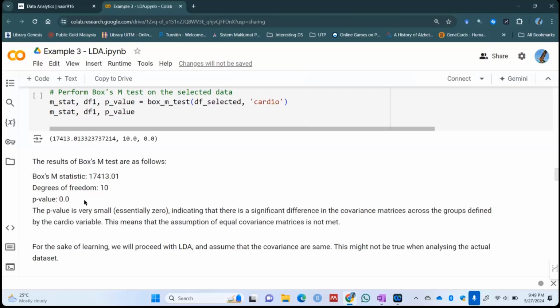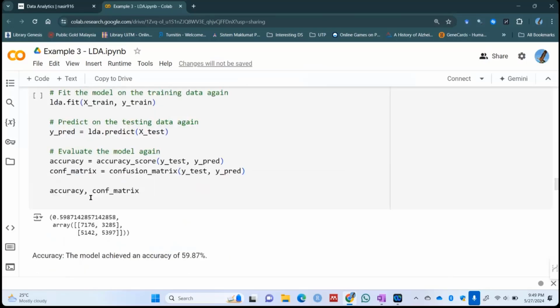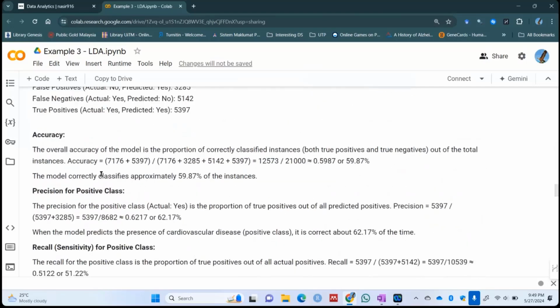Right. For this data set, the equality of variance is not assumed. We cannot proceed with the linear discriminant analysis by right. So we need to proceed with quadratic discriminant analysis. But for the sake of knowledge, I just performed linear discriminant analysis also. So when I perform, I check the model accuracy. So we have accuracy equal to 59.87 for this data set. This is because the equality of variance is not assumed. If the equality of variance is assumed, maybe the accuracy will be higher than this.